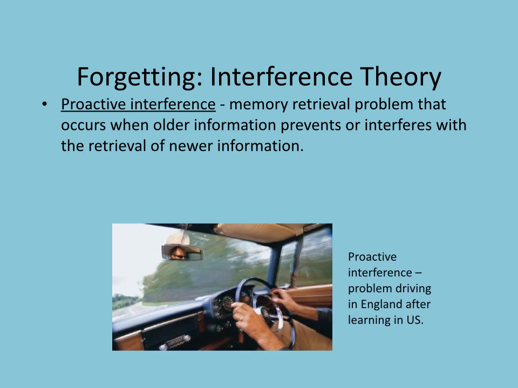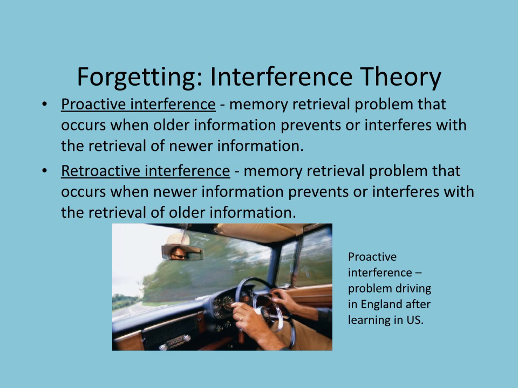Now, when you deal with forgetting, you have to deal with interference theories. Proactive interference is a memory retrieval problem that occurs when older information prevents or interferes with the retrieval of newer information. An example would be if you grew up in a very religious Christian home, the idea of creationism, or God creating the earth in 7 days, can stop you from grasping the concepts of Darwinism and the evolution from monkeys to humans. Because of your religious background, it won't allow you to pick up the new information of evolution and similar characteristics.